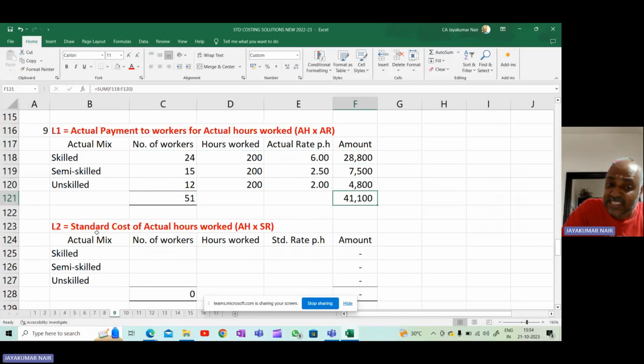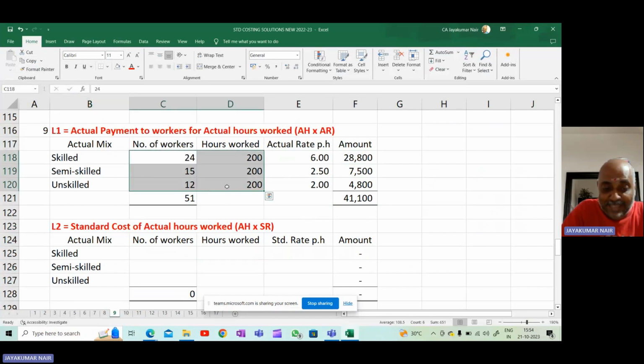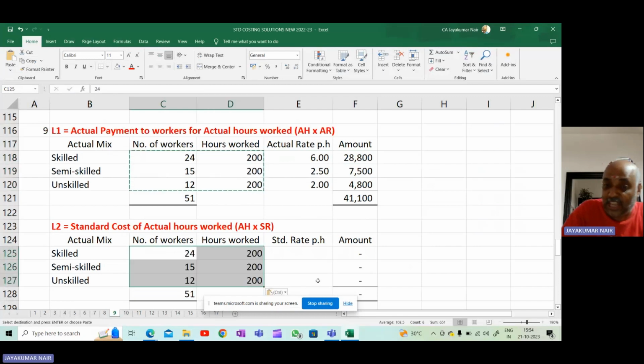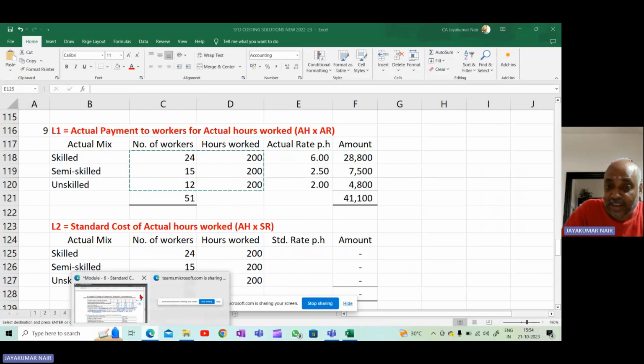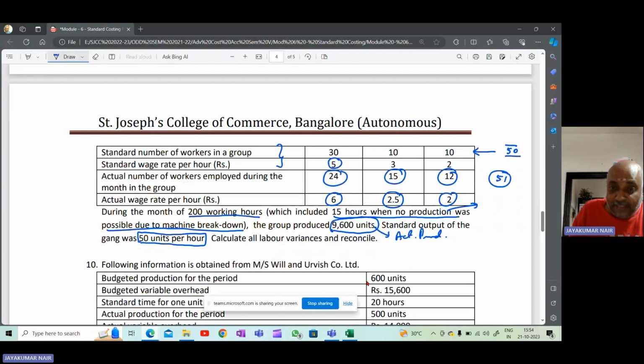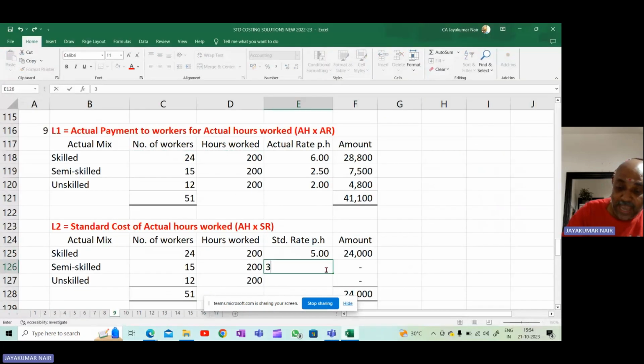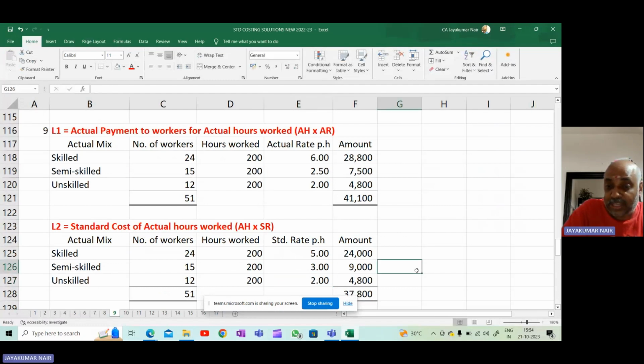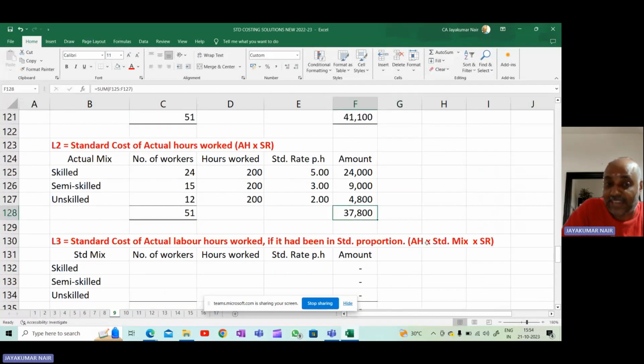Now the next one is standard cost of actual hours worked. So what we have to do, these two will be the same here. Only thing is, instead of taking the actual rate, you will take the standard rate. So what is the standard rate? If you see, it's 5, 3, and 2. So I'll write here 5, 3, and 2. So when you do this, you will get 37,800.